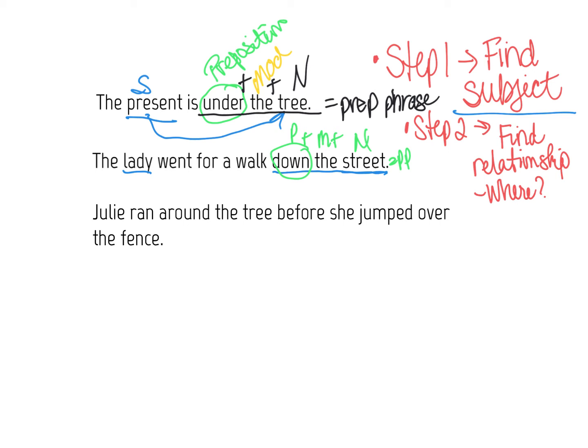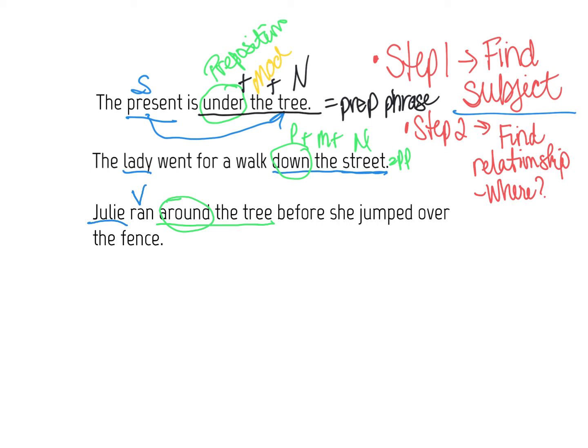Let's do one more. Julie ran around the tree before she jumped over the fence. So who or what is my sentence about? Right, it's about Julie. She's my subject. All right, so what did she do? She ran, so this is my verb. Just good practice to constantly always look for your subject and your verb of your sentences. All right, so where is Julie in relationship to the tree? Around the tree. So there's one prepositional phrase, and there's one more.